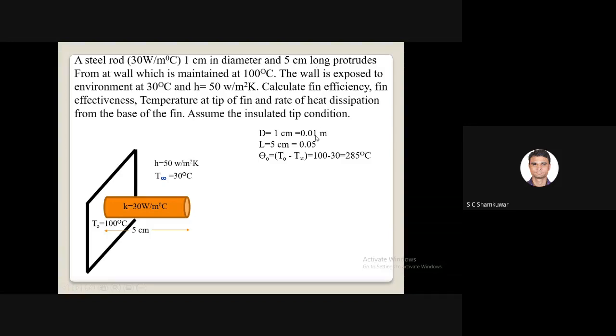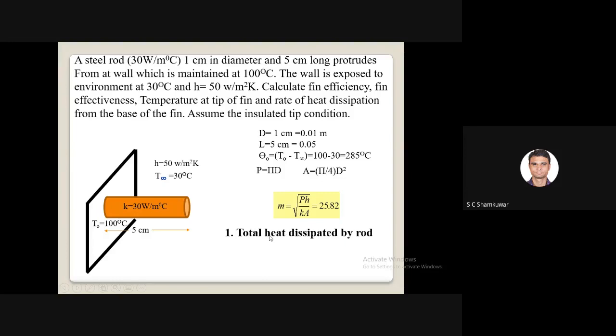Diameter is 1 centimeter, means 0.01 meter. Length is 5 centimeter, means 0.05 meter. What is the excess temperature? T naught minus T infinity, understood? So it is 100 minus 30, it is 70. Perimeter and area you need to calculate, and then you need to calculate m. And from this, first now we will go reverse.